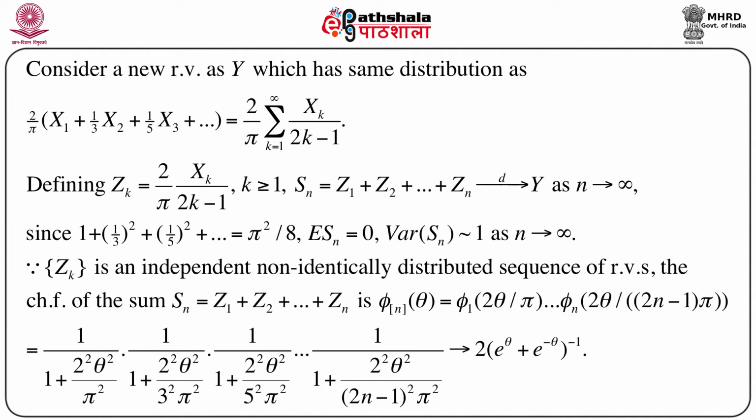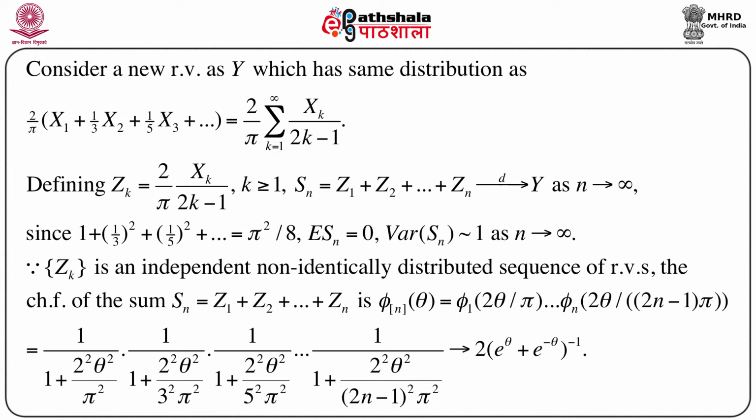Now, let us define Zk as 2/π times Xk/(2k−1) for k greater than or equal to 1. Then it is clear that Sn equals Z1 plus Z2 plus up to Zn, and that converges to the random variable Y in distribution as n goes to infinity. That is the way we have defined this Zk and Y.